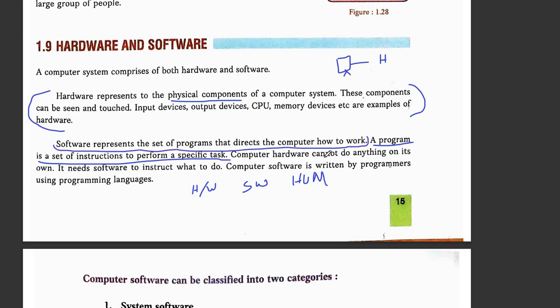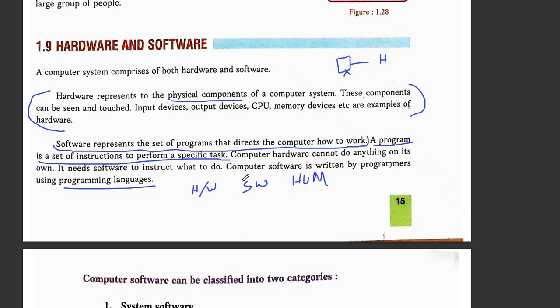Okay, the computer hardware cannot do anything on its own. It needs software to instruct what to do. Computer software is written by programmers using programming language. Again, another term you need to remember is programming language. So what is programming language? What do you mean by programming language? Programming language মানে কি?